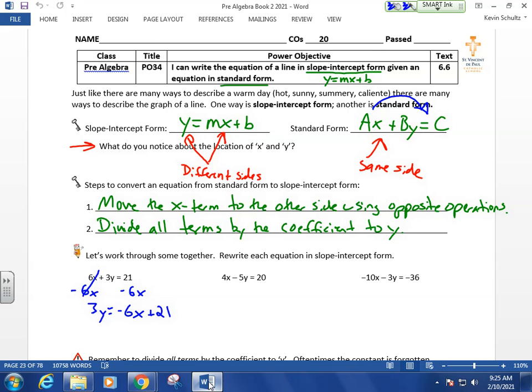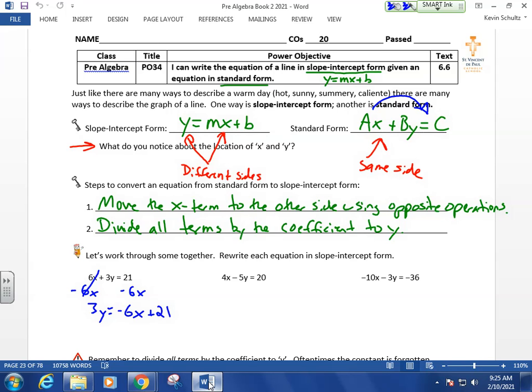21 doesn't have an x, right? They're not like terms. And we can't combine things with addition and subtraction that aren't like terms. We don't have 21 x's there that we're taking 6 x's from. It's just the constant 21. Okay? And notice how I put my negative 6x first.